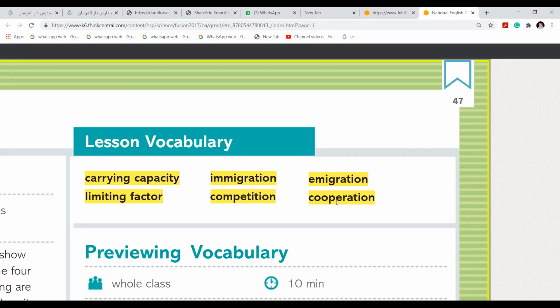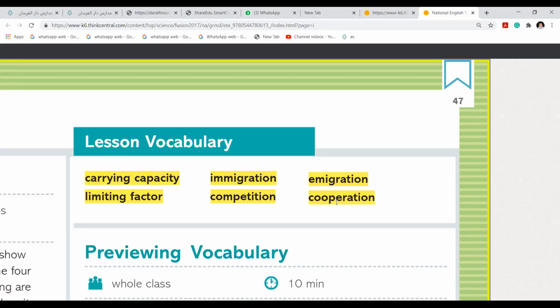And competition, you all know very well what the meaning of competition is. They can compete for food, they can compete for mates, they can compete for shelter. Animals, when they have the same choice of food, they fight for food, they fight for their shelter, they fight for the place. And what is cooperation?